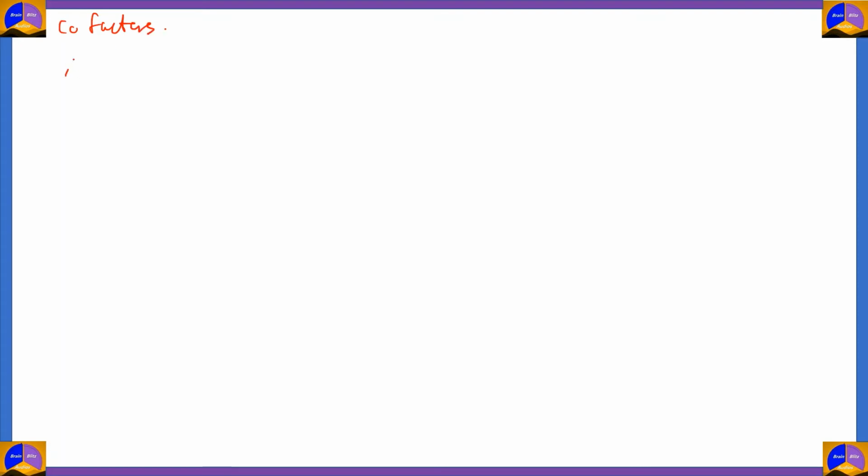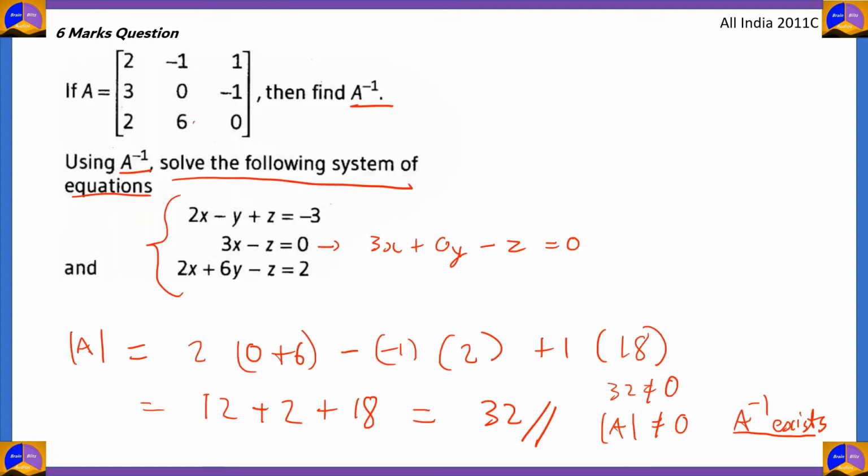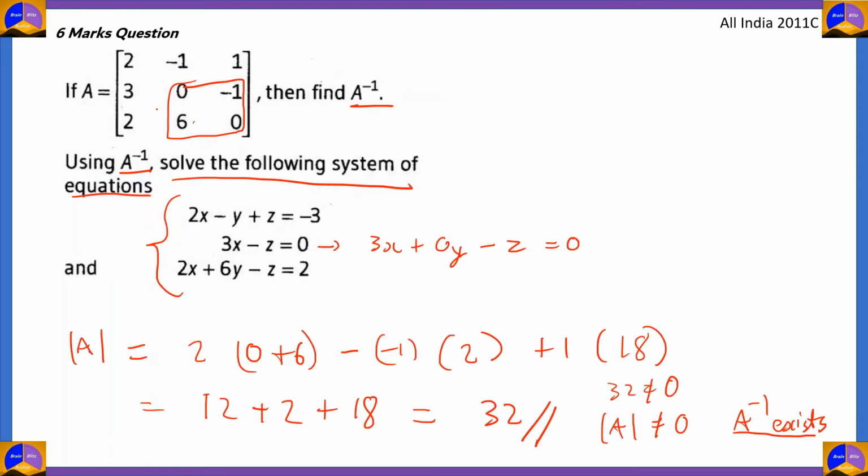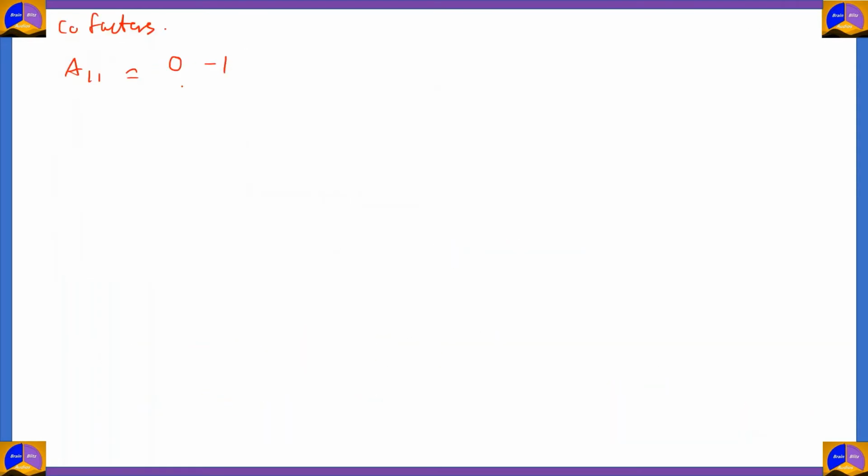Cofactors. So the first term, A11, it'll be equal to the determinant enclosing that. So let's write it down just for this one. 0 minus 1, 6, 0, which is equal to 0 minus of minus 6, which is equal to 0 plus 6, which is equal to 6.